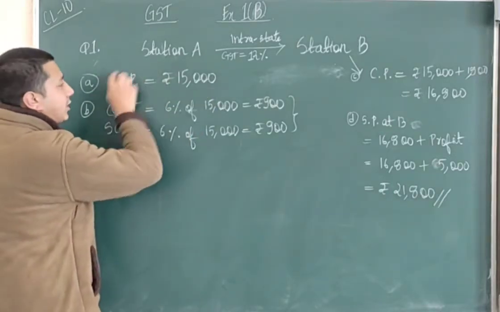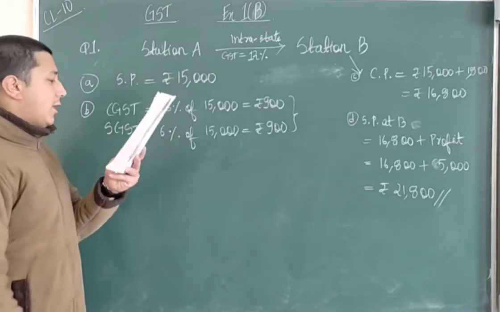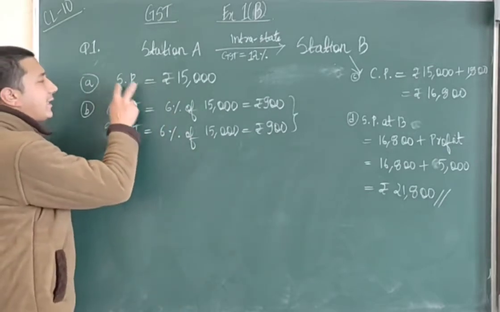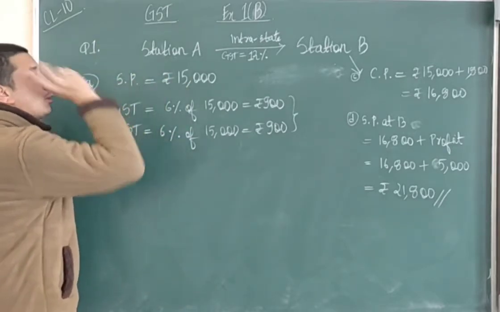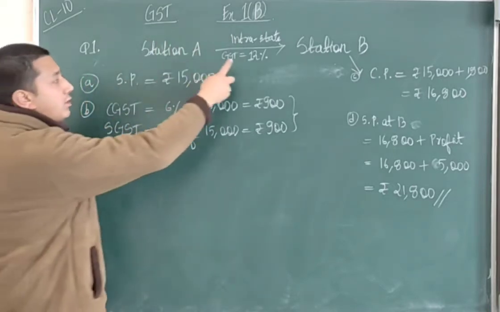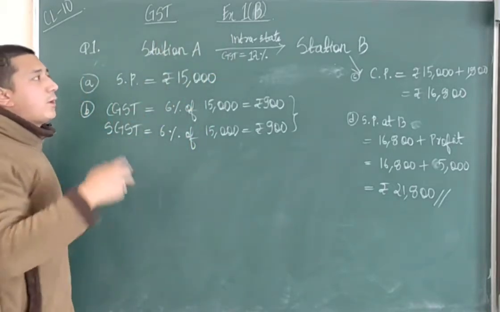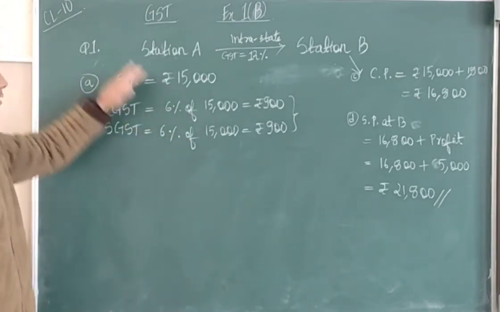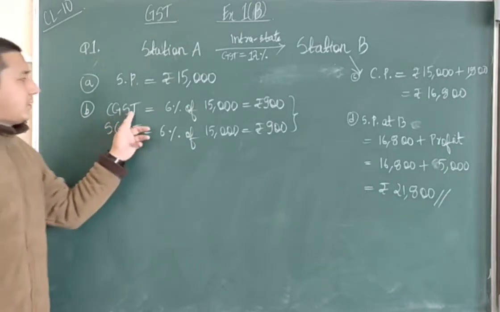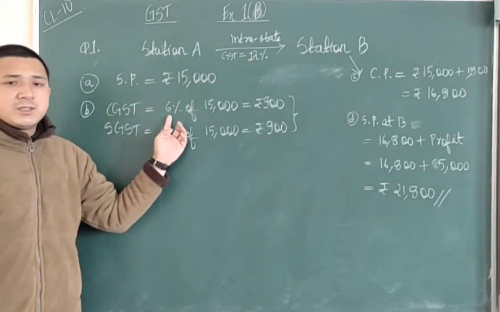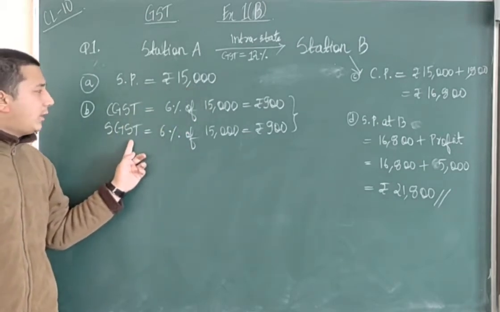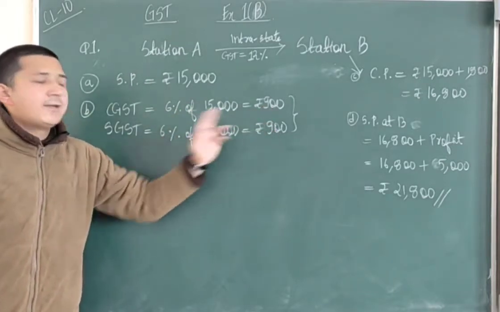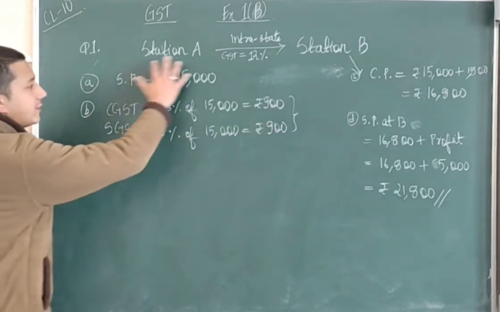The selling price at station A is how much? 15,000. That's the first question. As per the GST system, find the selling price at station A. So the selling price at station A is 15,000. What is the case? Intrastate. What is the rate of GST? 12%. So what type of GSTs will I have to find? I'll have to find CGST and SGST. So answer number B, CGST will obviously be 6% of 15,000. SGST will also be 6% of 15,000. You calculate, you'll be getting 900 and 900.